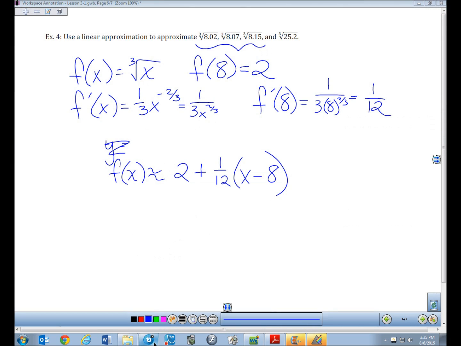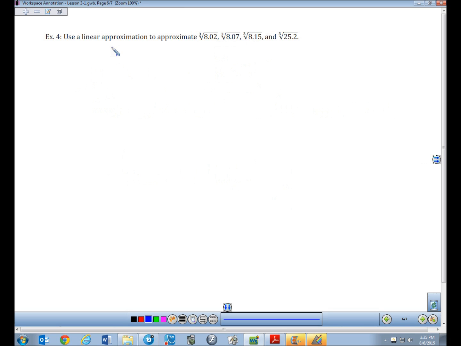Now if we look at this last one, the cube root of 25.2, well that's not really that close to any cubes. The closest cube is 27, but that's still 1.8 away, and right now we're trying to stay like hundredths away from the value. So let's see what happens if we use 27, because it's the only logical one that we can use. So again, f of x is the cube root of x. So f of 27 is 3.